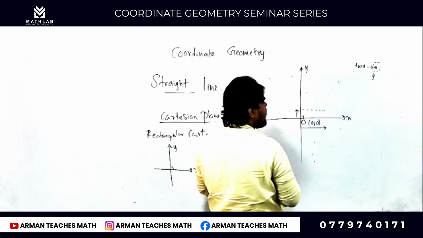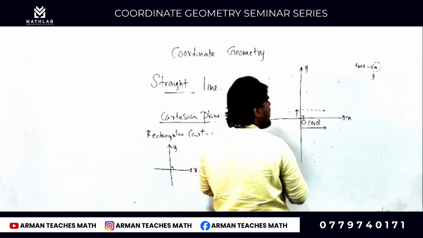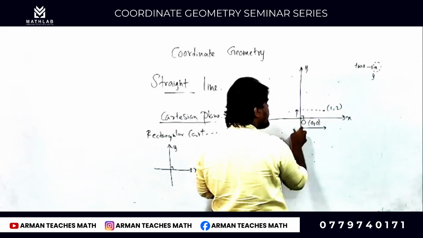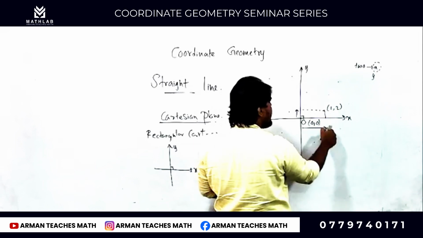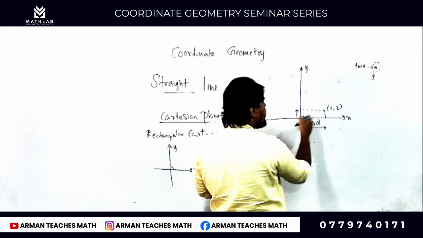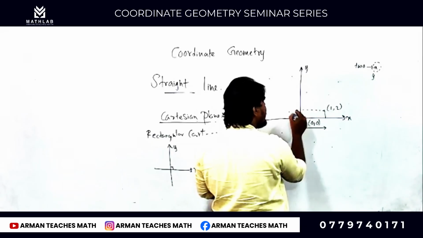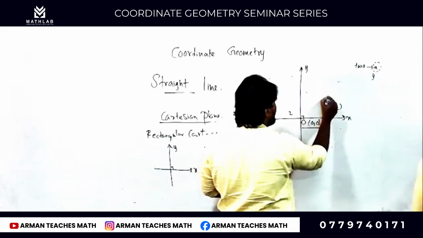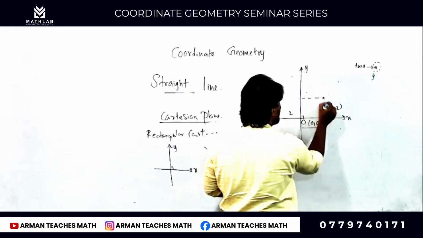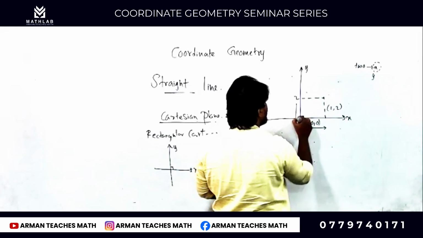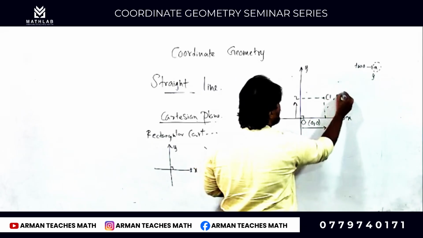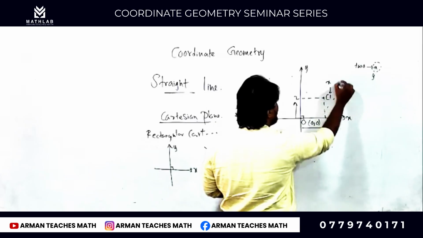That's my idea. So if you take a point and it is (1,2), it means from the origin to this point is 1 unit horizontally, and from the origin vertically 2 units. Somewhere here, 2 units like this. (1,2): this one is the x coordinate, this one is the y coordinate.